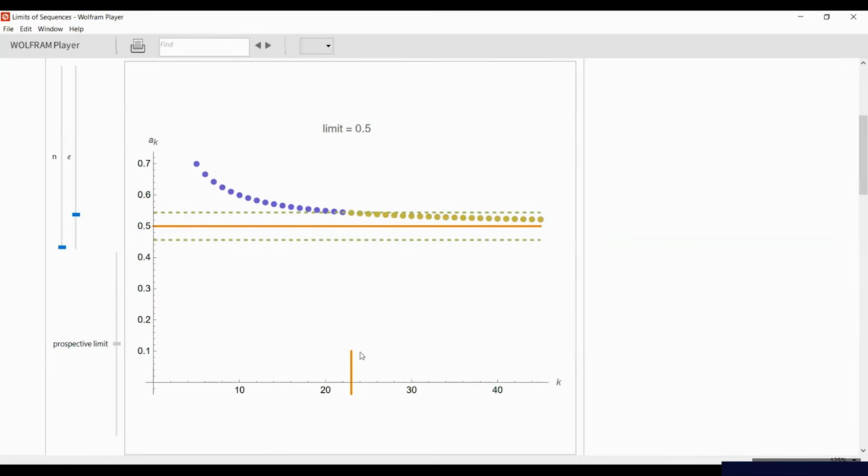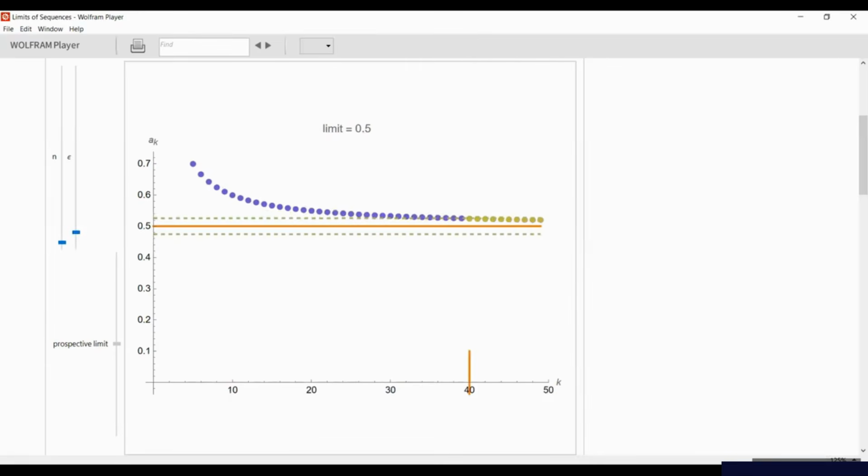So all the numbers after this 25th term are now within the interval L minus epsilon, L plus epsilon. Right? If I still reduce this epsilon, you can see this vertical line is moving, now it is nearly at 40. Now when I take this small value for epsilon, after the 40th term, whatever numbers you get in the sequence, they are all within L minus epsilon and L plus epsilon.